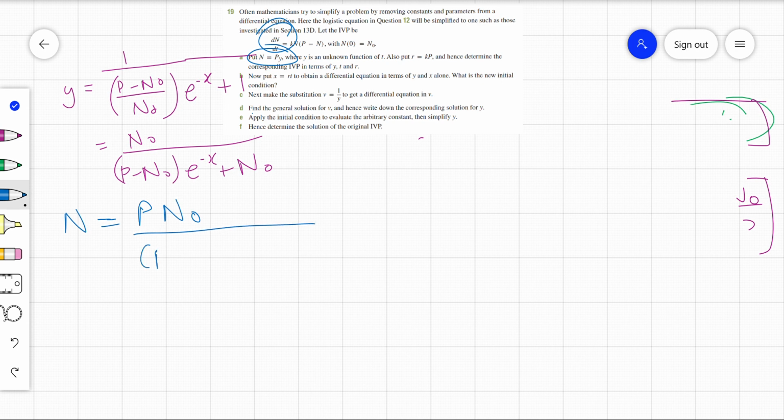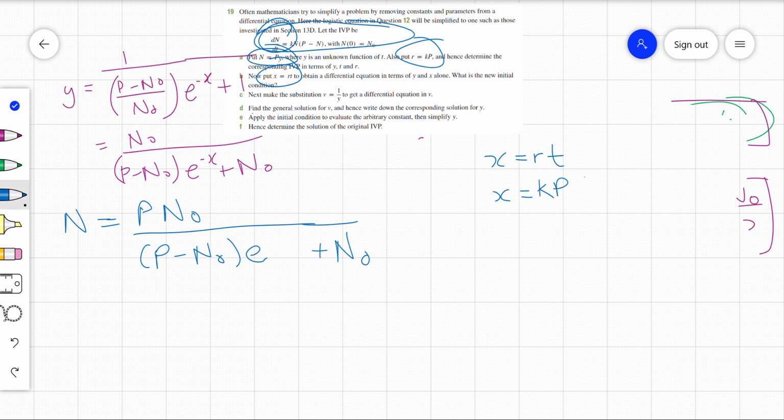And the other thing is, I've got p minus n0 e to the minus x. But I don't want x, remember, this is what I'm looking for, my solution to this. So remember that x equals RT from here, and R was, where's R? R is KP, so put KP in there. So x is actually equal to KPT, so e to the negative x is e to the negative KPT. There we go. So hence, this should be our solution for our original differential equation.